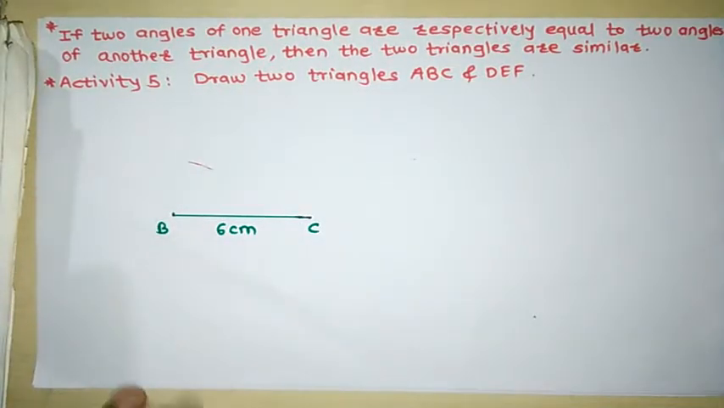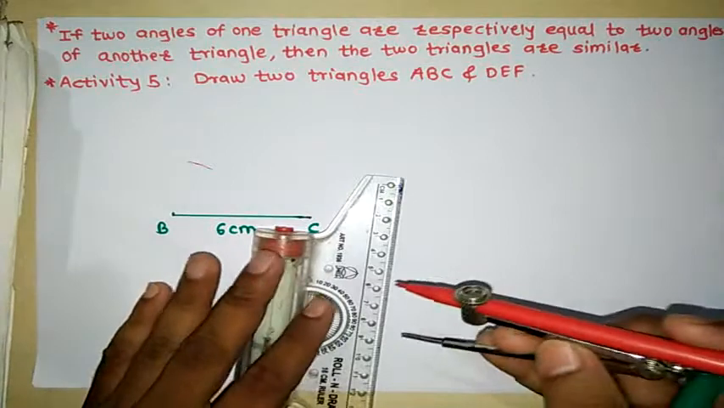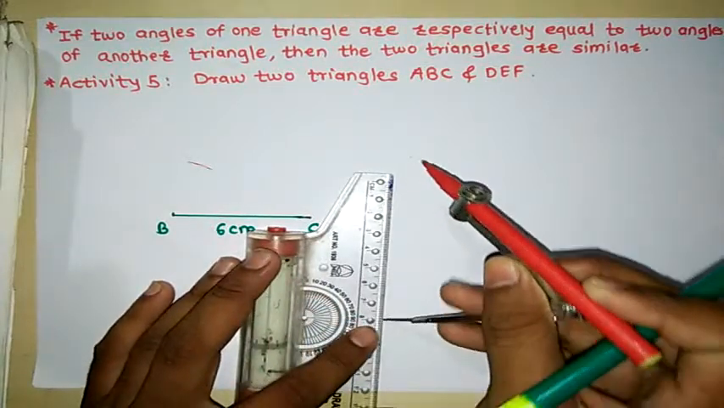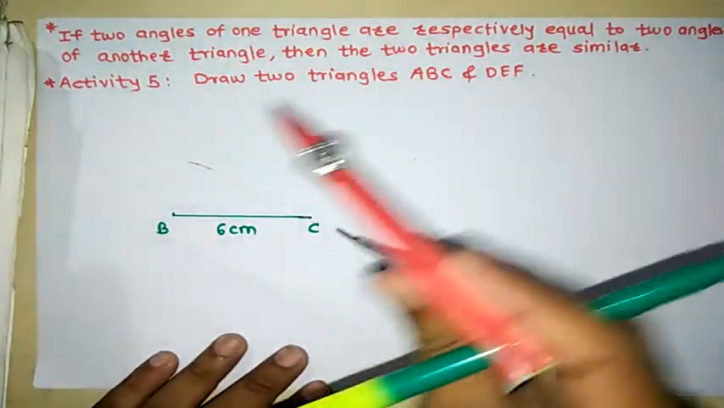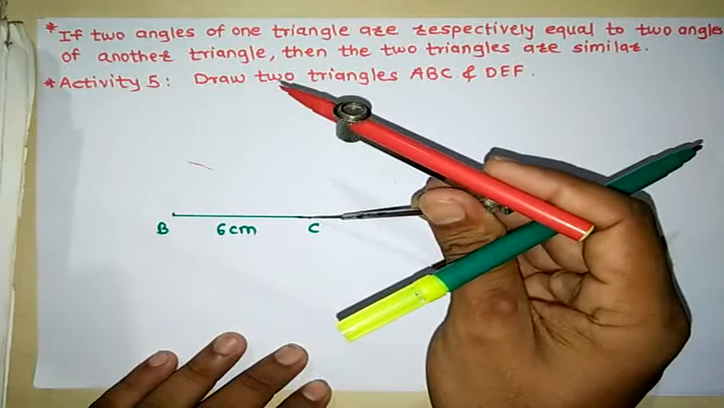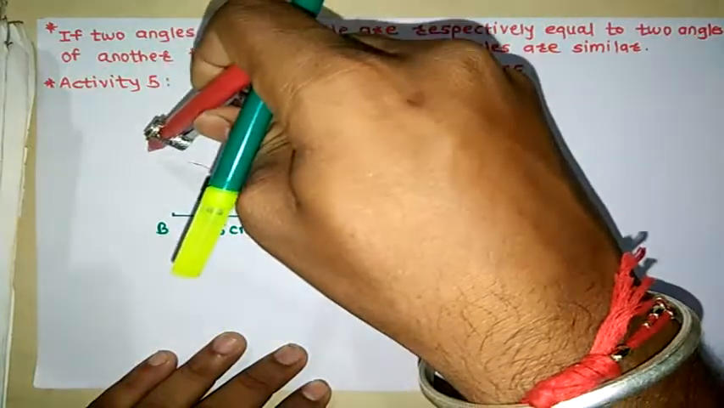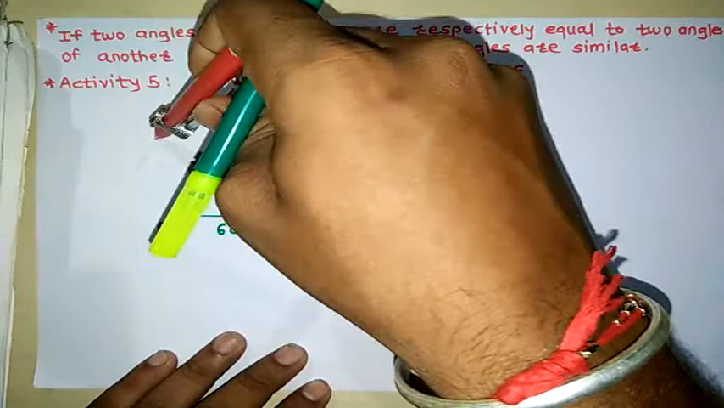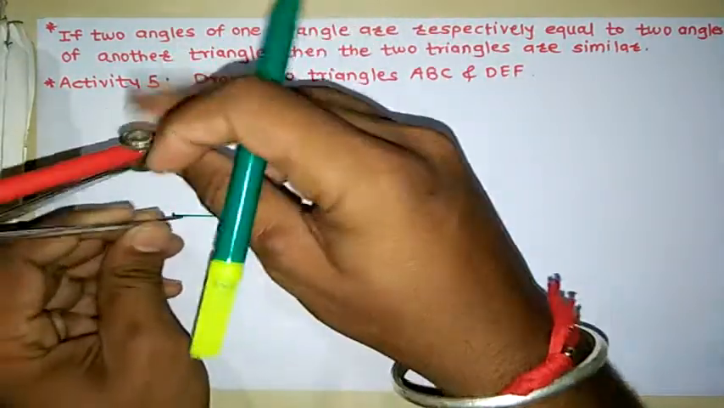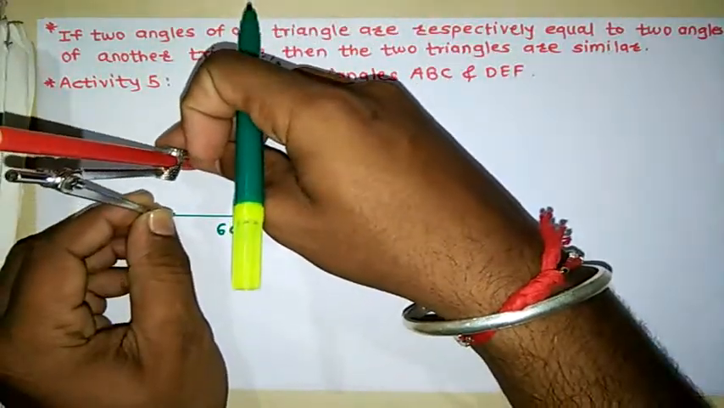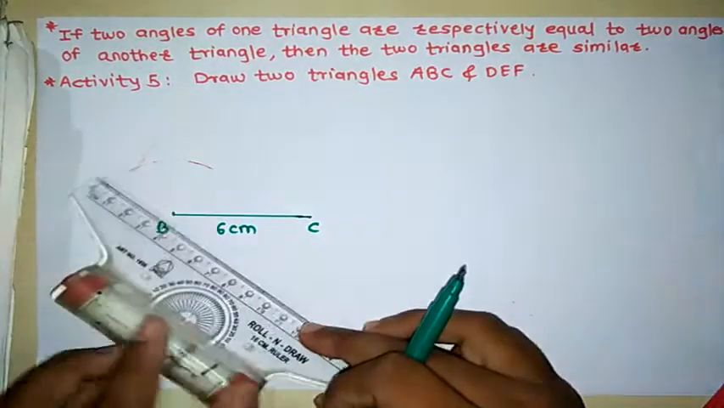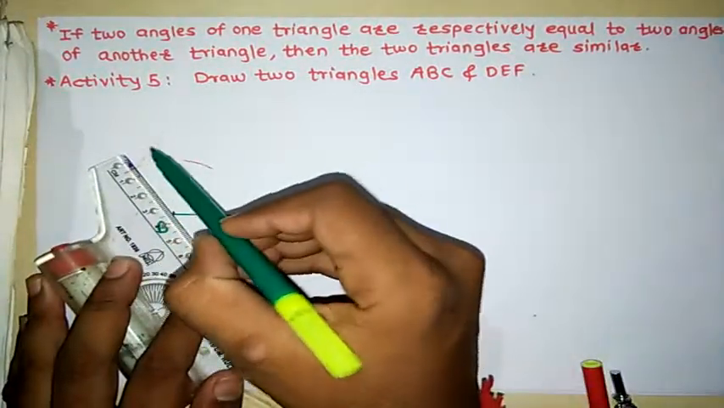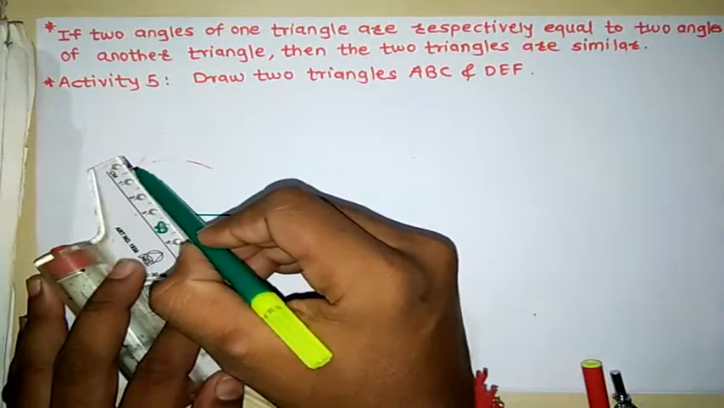Then, take a distance of 8 centimeters in the compass, put the compass on point C and mark another arc. See here, these two arcs we have to intersect. These two arcs intersect at this point. Join the point of intersection.